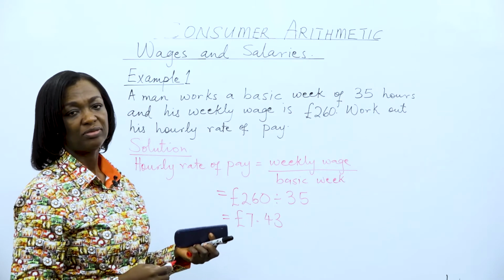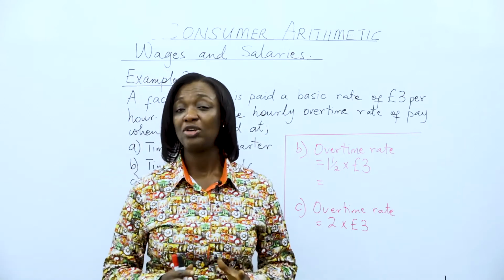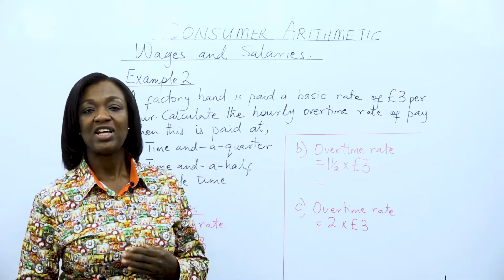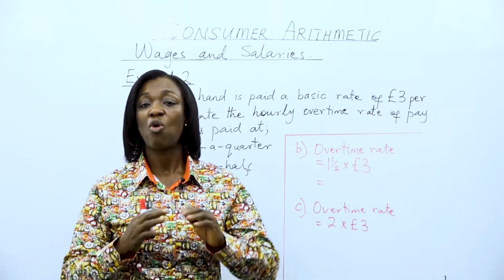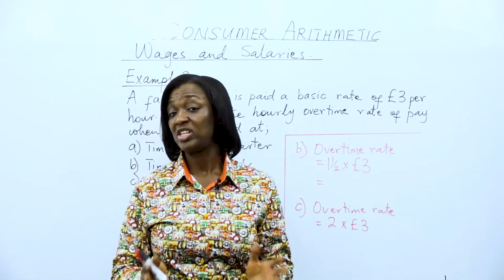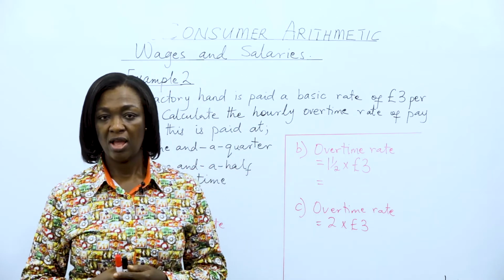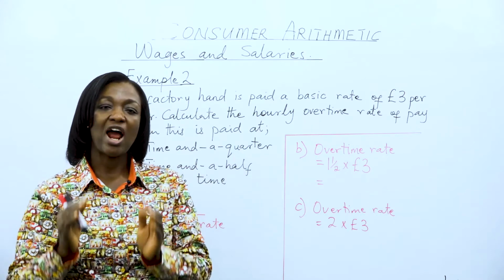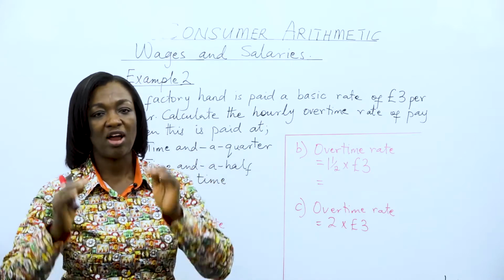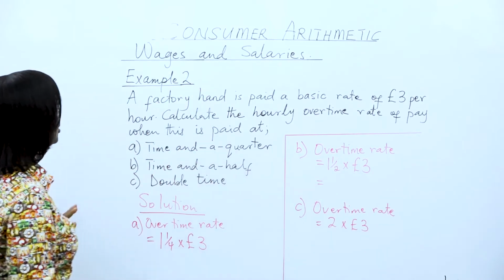Let's look at another example. We are calculating wages and salaries. And in this next example, we want to calculate overtime pay. What is overtime? Overtime is when people work more than the required basic time they're supposed to put in to work. So for example, somebody is supposed to work for 20 hours, and you decide to work for 30. So the extra 10 hours, you don't get paid at the same rate for those extra 10 hours. You get paid more. Let's look at the example on the board.